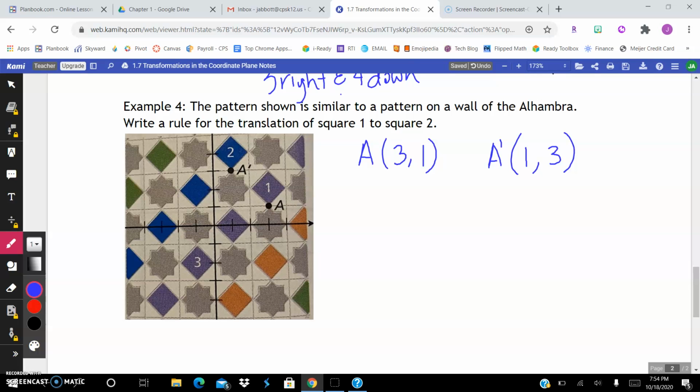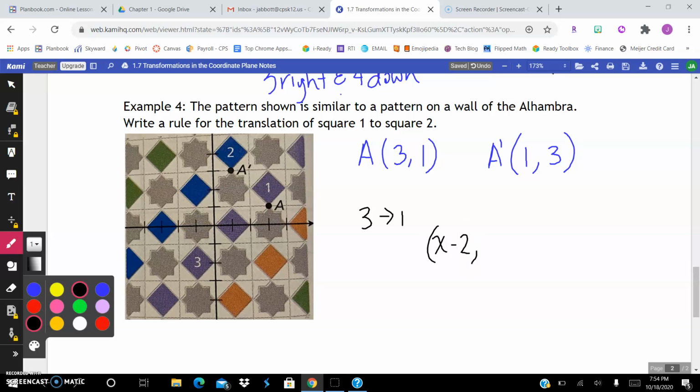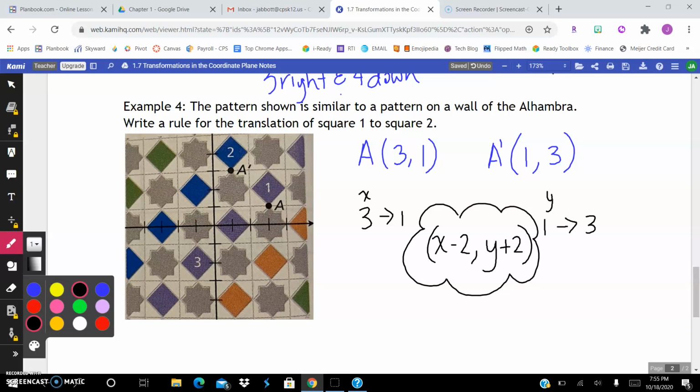So let's look at our x values. Our x values, I started at 3 and I went to 1. So that would be a -2. So we're going to say x minus 2. And then our y's started at 1 and went to 3. So that would be a +2. So our y is y plus 2. And that would be the rule for our translation of square 1 to square 2.